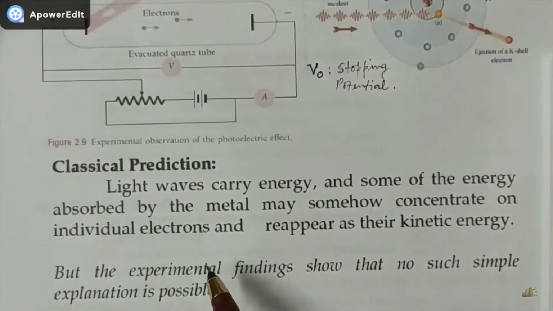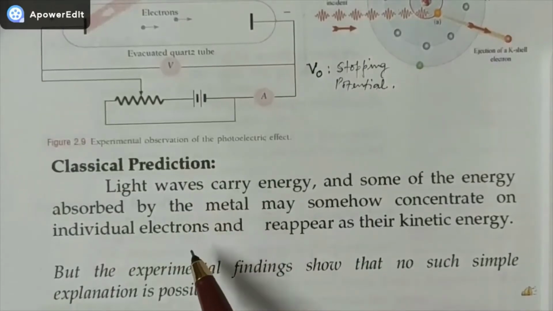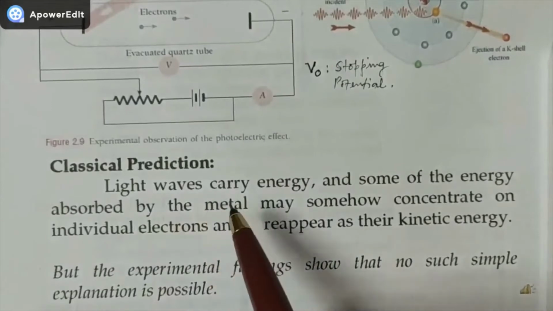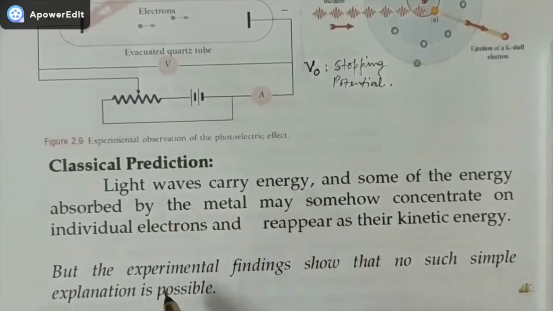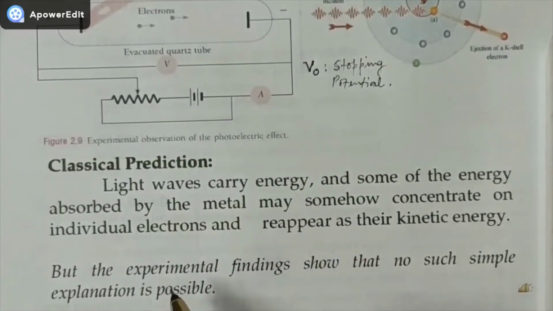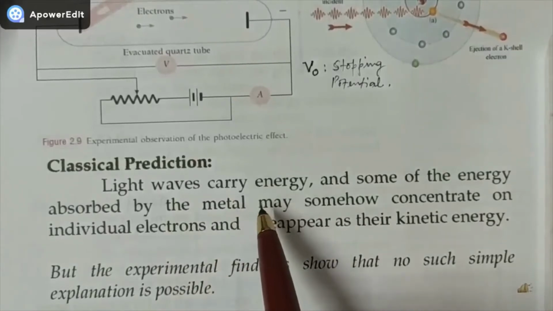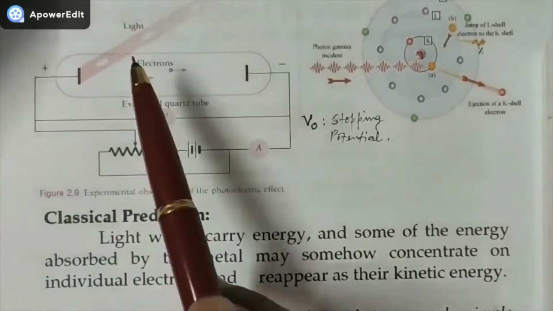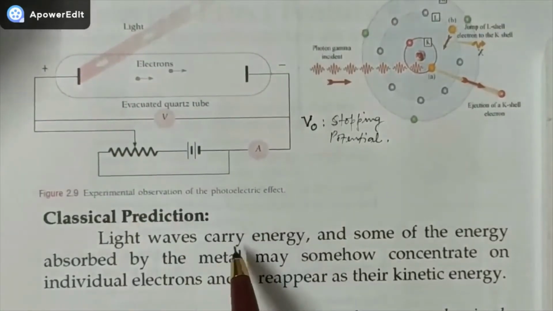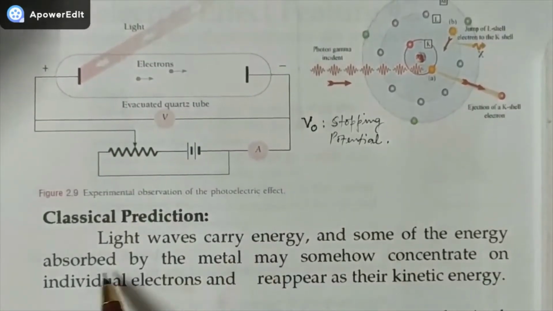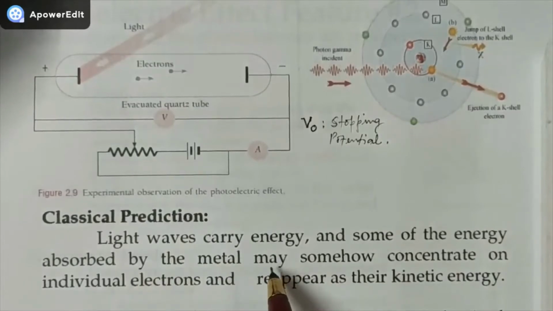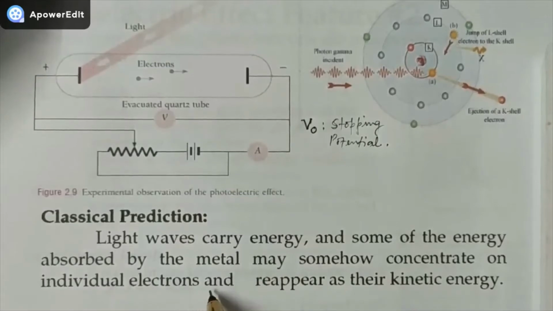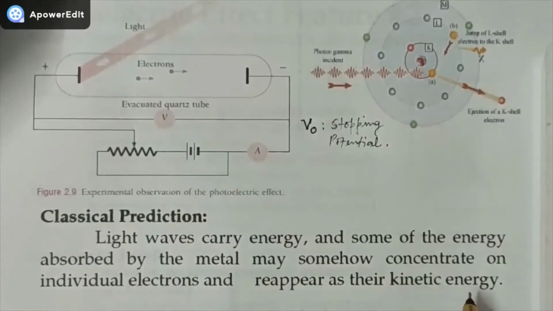We have the physics about this. Classically we know that the light which is falling on the surface is a wave, and the wave carries energy, it's fine. And then when it falls on the metallic surface, carrying the energy, some of the energy is absorbed by the metal, and may somehow concentrate on the individual electron and reappear as the kinetic energy.